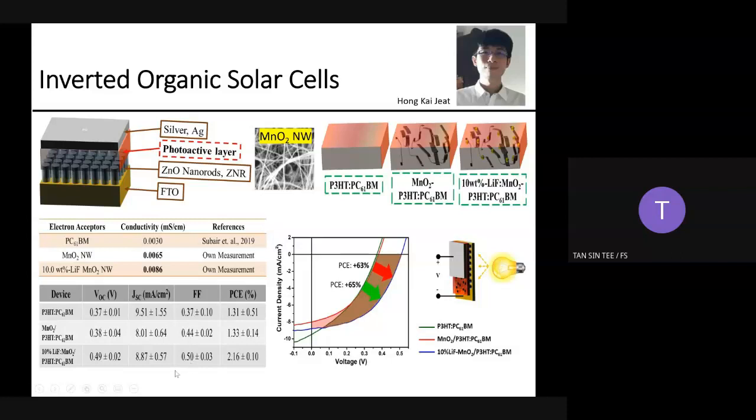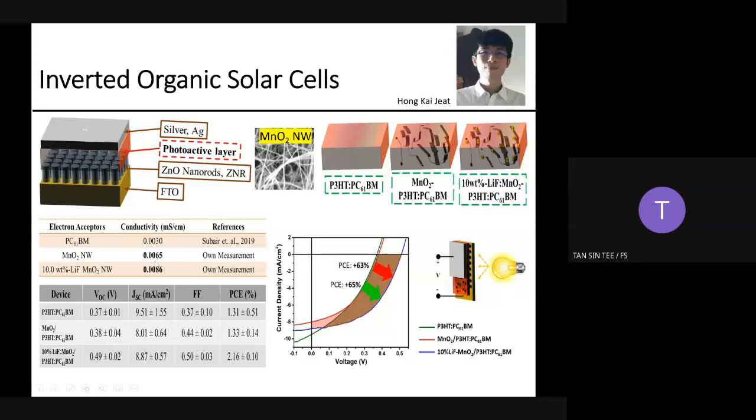The reason the improvement is so high is that when we add some metal halide particles into the one-dimensional nanowire, we are able to achieve surface passivation toward the oxide layer in our organic compound. This is able to improve the stability of the devices as well.